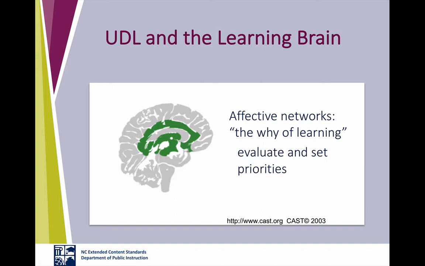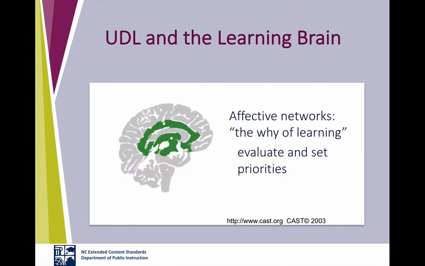Finally, the affective networks are located at the core of the brain. These networks support engagement and influence motivation. The affective networks help us develop preferences and help us establish priorities and interests. The affective networks help us get to the why of learning.